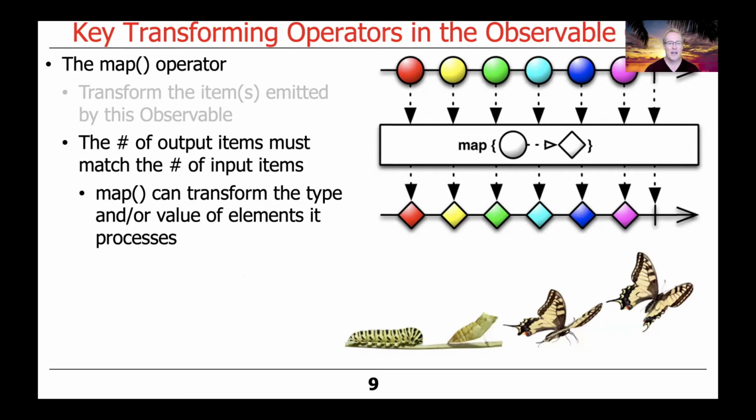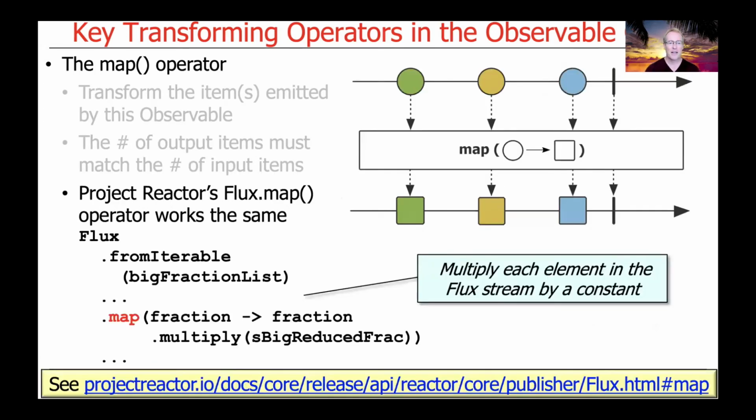Map can be used to transform the type and/or the value of the elements that it processes. So it can do one, transform the value, it could transform the type, or it could transform both the value and the type. Project Reactor's Flux class has a map operator that works essentially the same.